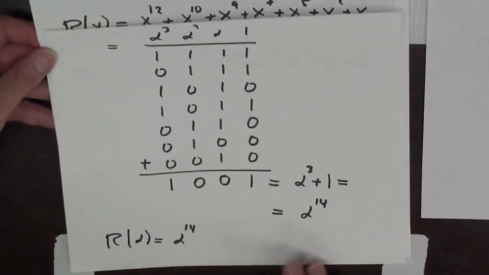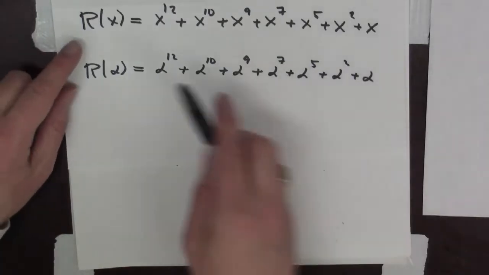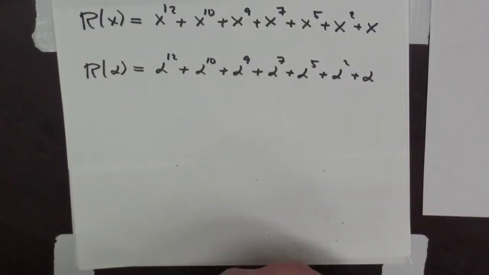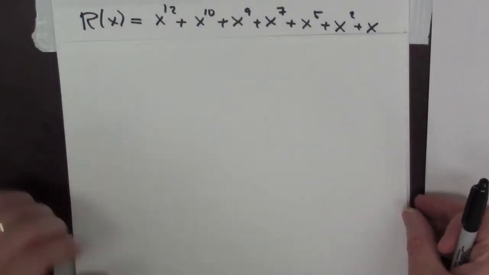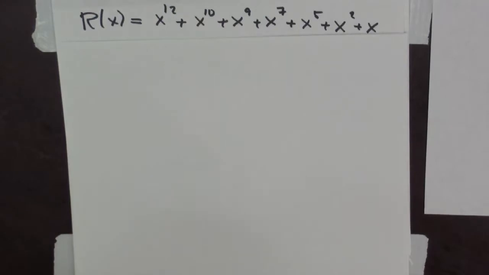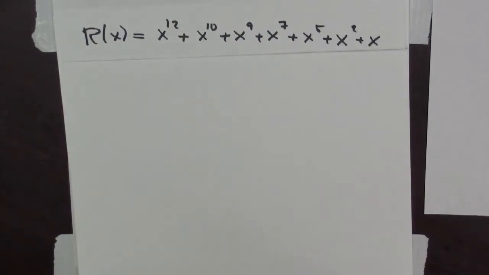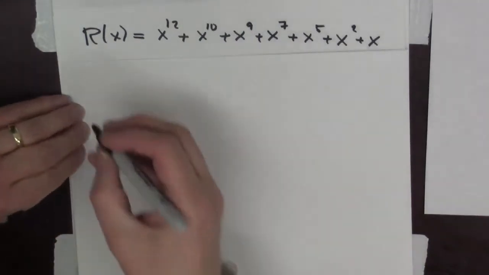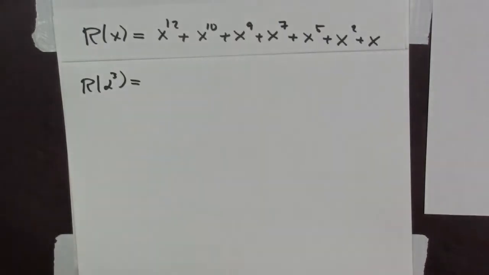Next, we had to compute R of alpha cubed. So remember, there is my R of x. Let's put another piece of paper here so you don't have to see two calculations at once. Maybe I have to push it down a little bit. I hope this is visible. So here we compute R of alpha cubed. I just have to substitute alpha cubed into here.